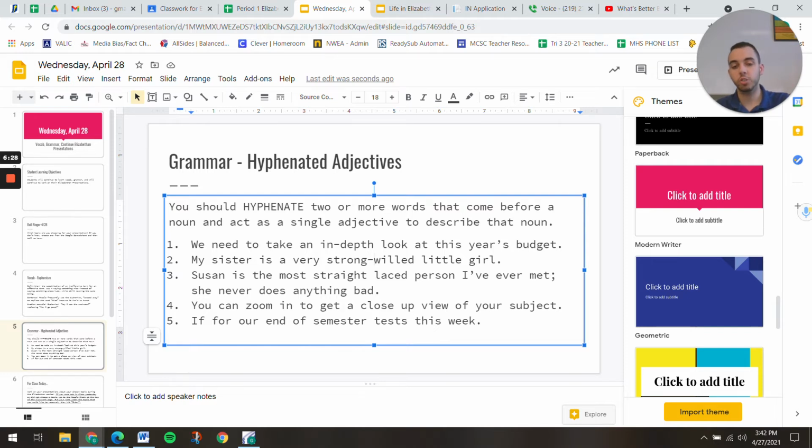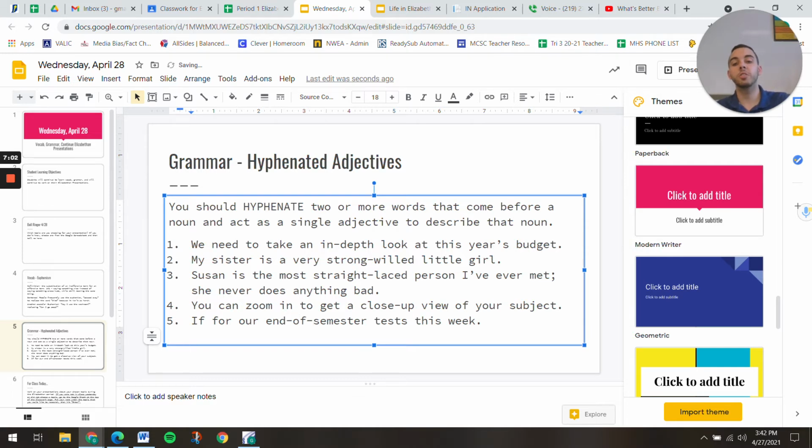Susan is the most straight-laced person I've ever met. She never does anything bad. What kind of person is Susan? She is straight-laced. You can zoom in to get a close-up view of your subject. What kind of view? A close-up view. And it is for our end-of-semester tests this week. This one's a little tricky. What kind of tests? The end-of-semester tests.